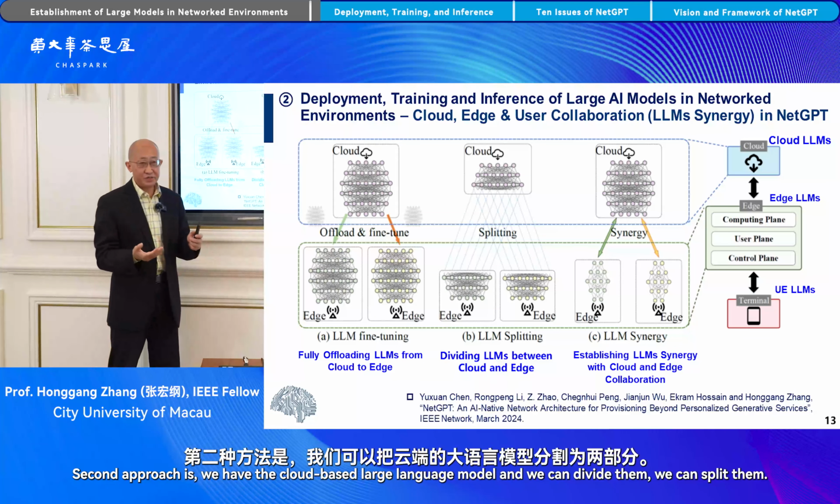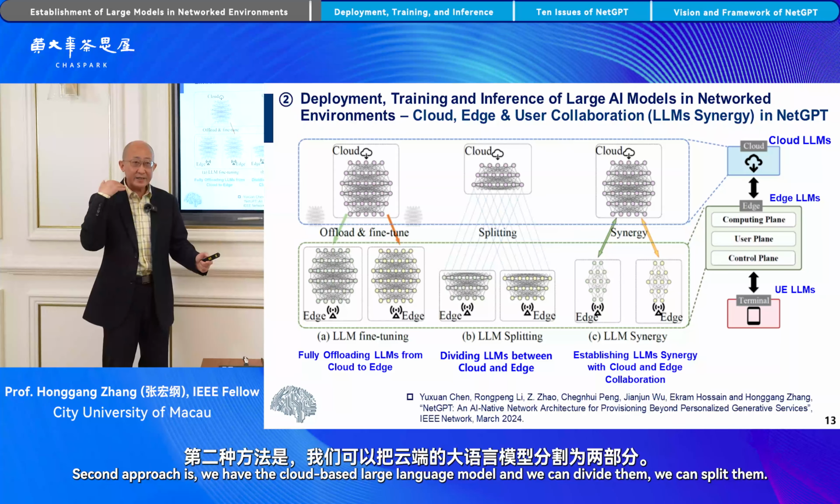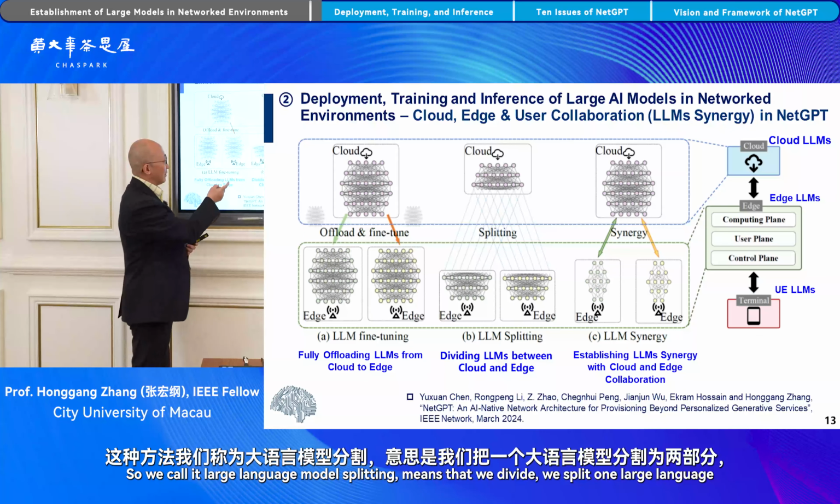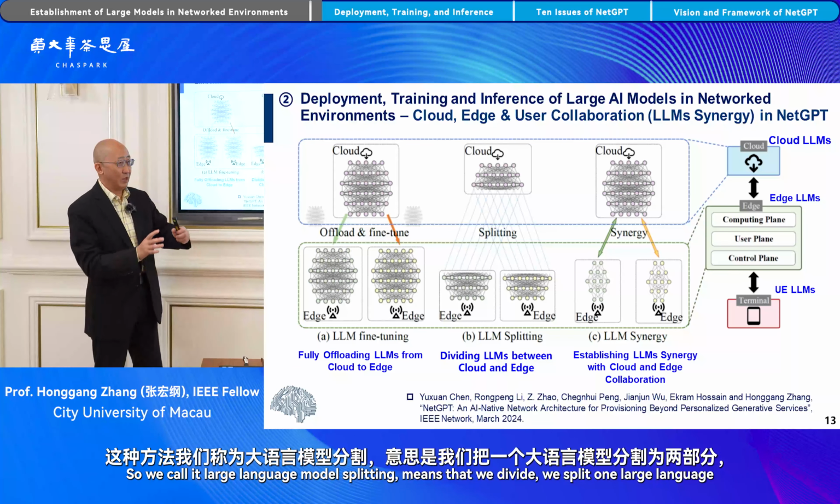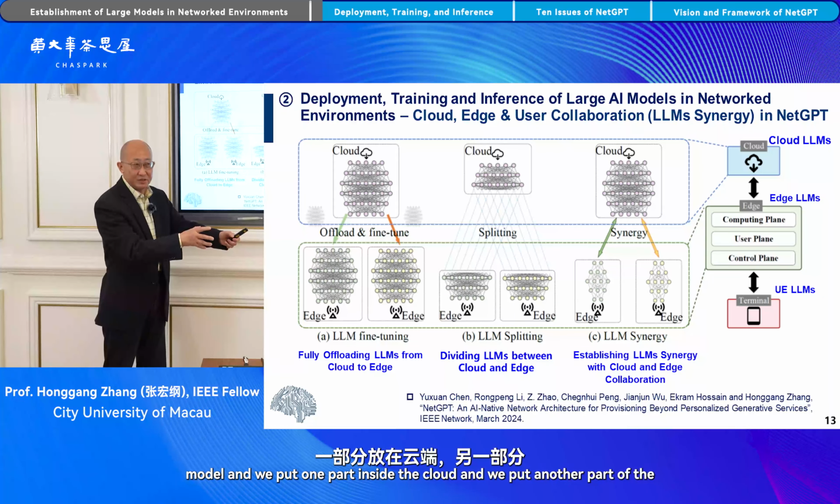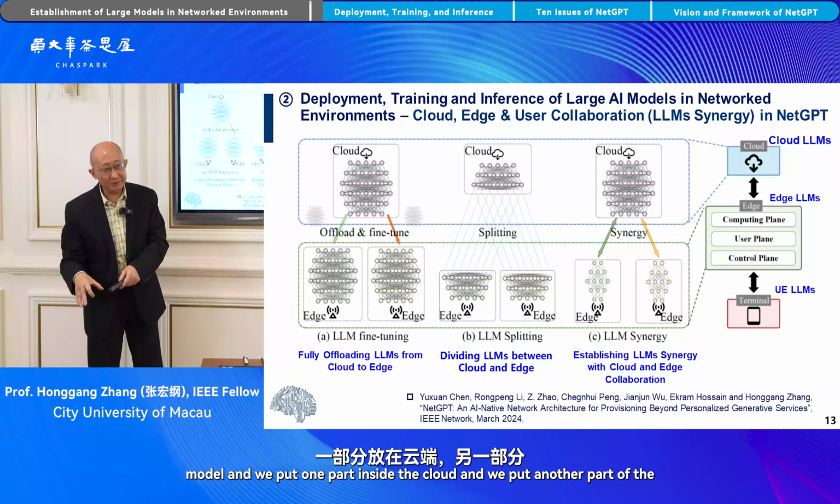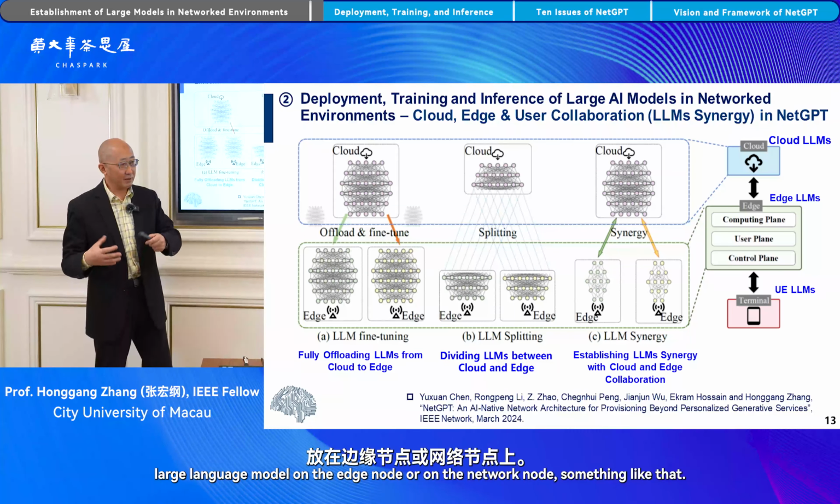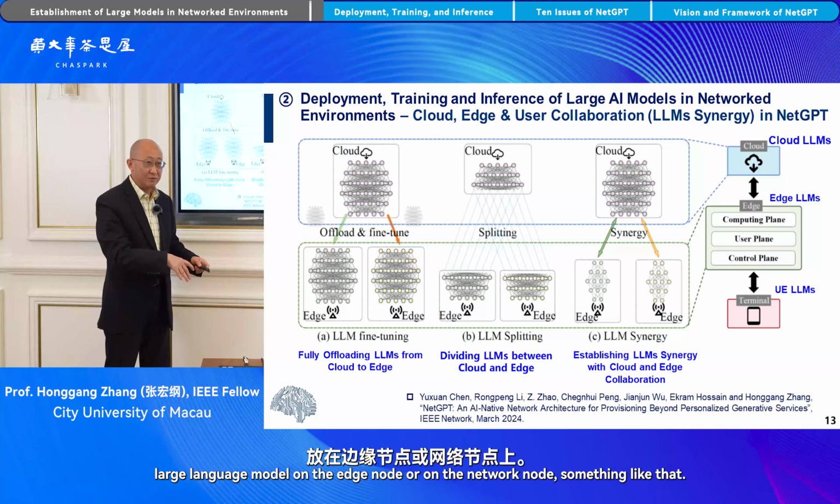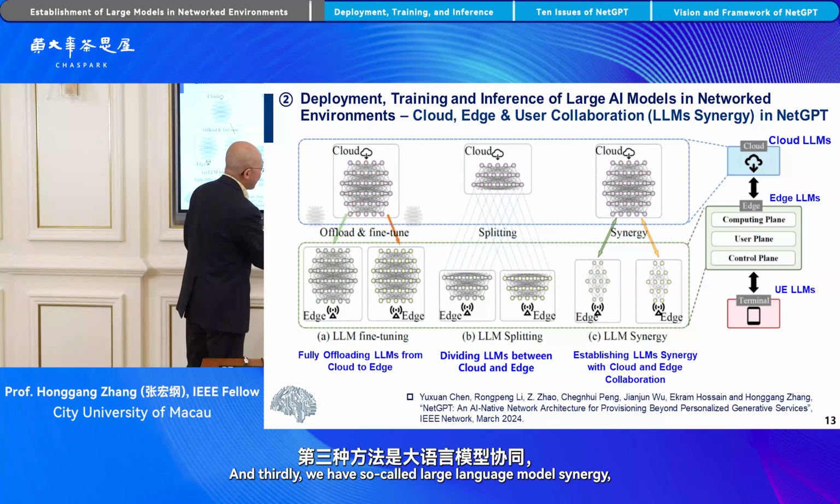Second approach is, we have the cloud-based large language model, and we can divide them. We can split them. So we call it large language model splitting. It means that we split one large language model, and we put one part inside the cloud, and we put another part of the large model on the edge node or on the network node. We call it splitting.